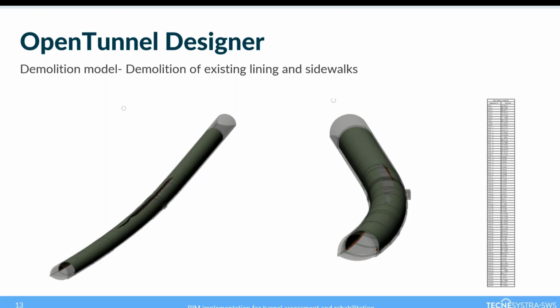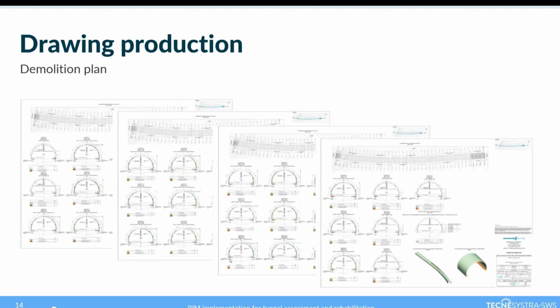Okay, so this model here in the slide is a demolition model that was drafted from the existing tunnel model and from the intervention models. From this model, we were able to extrapolate the table that you see on the right. I can extrapolate an Excel, for example, with the demolition volume from each unit of the tunnel, lining and sidewalks. Here are some drawing examples that were extracted from the model, all these sections and all the volumes as well.